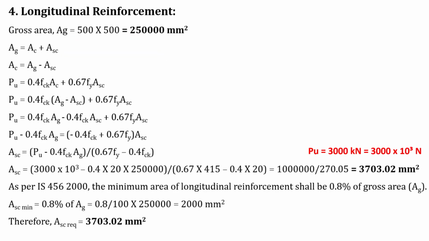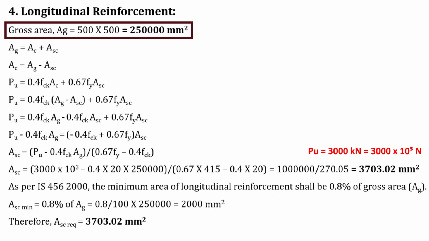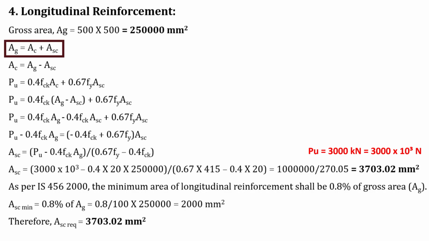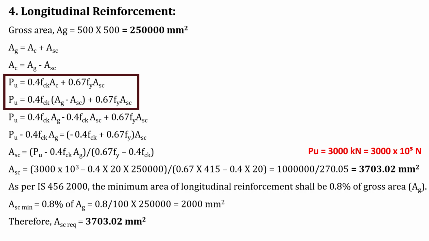Now, let's calculate the longitudinal reinforcement. The gross area Ag is calculated as the product of the dimensions of the column. That is, Ag will be equal to 500 times 500 mm square. As we know, the gross area Ag is the summation of the area of concrete Ac plus the area of steel Asc, or we can say Ac will be equal to Ag minus Asc. Now, let's substitute the values in the equation for Pu. Pu is equal to 0.4 fck into Ac, and we can write Ag minus Asc in place of Ac.